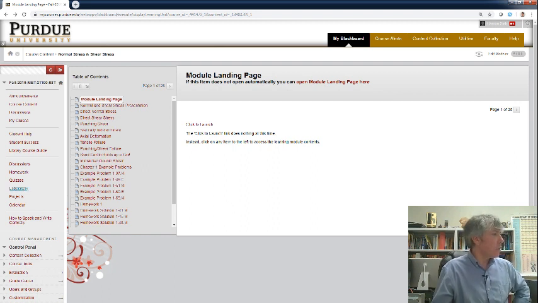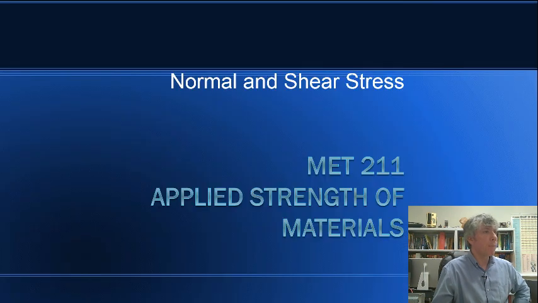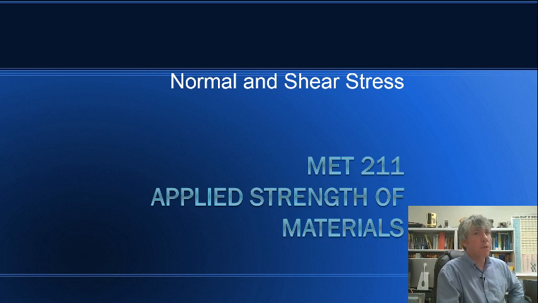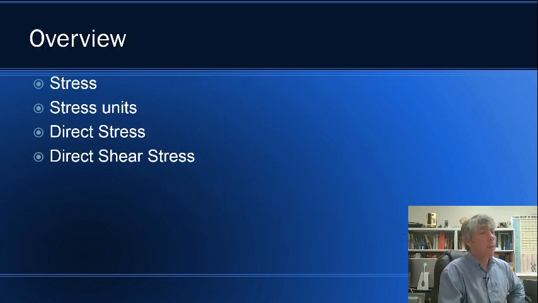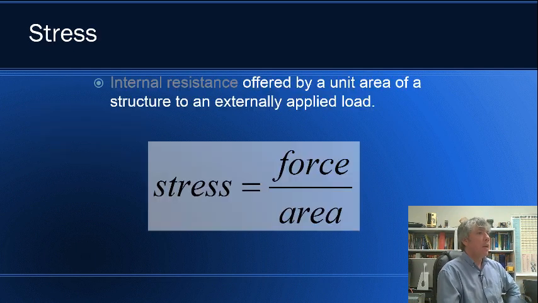Anyway, let's go into the presentation. I've already got it pulled up here. So what we're going to do is talk about normal and shear stress. These are two different types of stress. It's really important that you understand the two. Hope I don't need a whiteboard. I'm recording this in my office. We'll see. So quick overview. We're going to talk about stress, stress units, direct stress, and direct shear stress. Those are the things we're talking about.